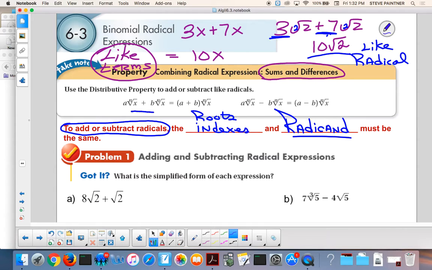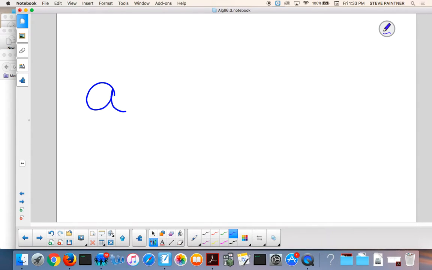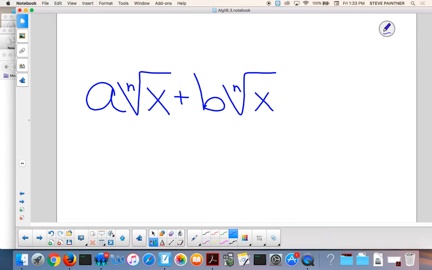This little property right here, guys, I looked at your notes, and it's so blurry, isn't it? Oh, I could hardly read it. Okay, so what I would do if I were you, I'd come over here and just rewrite it. This is what it says. It says if you have a times the nth root of x plus b times the nth root of what? x again. Then the answer will be, hey, you have the nth root, you have the radicand are the same. So you just take the coefficient a plus b. What do those add up to? A plus b times what?